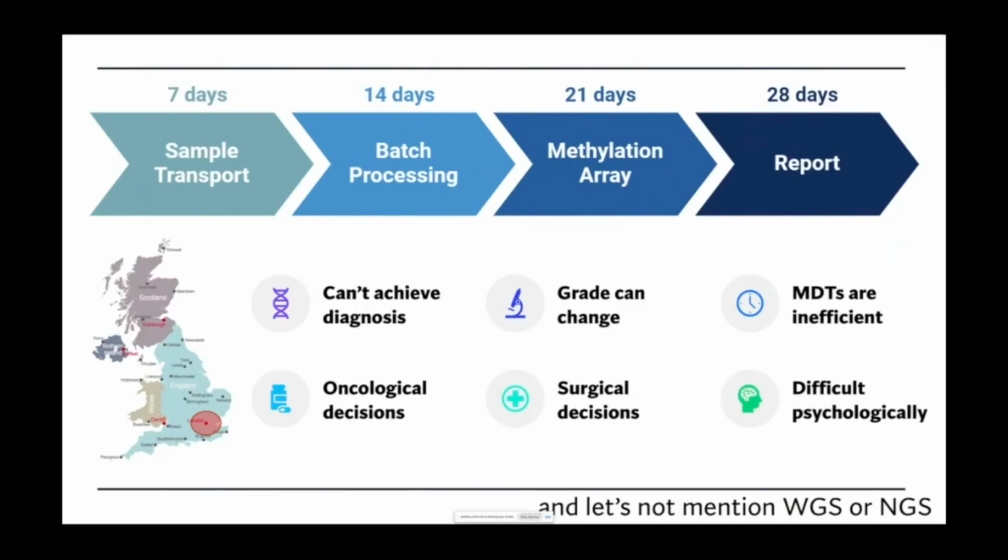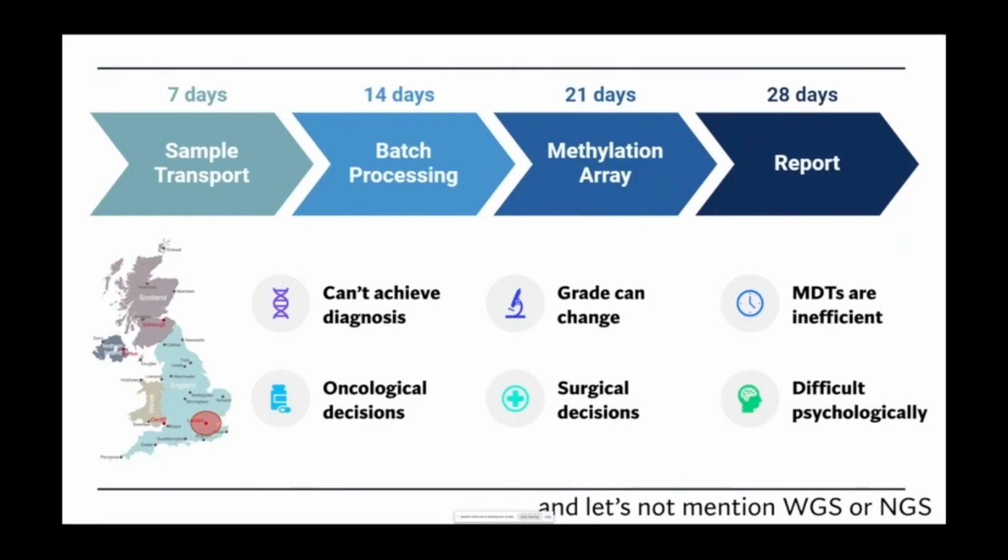If you look at the timing of that, it takes time to collect the sample, to prepare it for shipment, to then send it and have it received. Then those samples will need to be batched up to be run effectively on the array. That can take some time. Running the array itself will take another few days, and then reporting has to come back to the clinicians. In total, you're looking at a significant delay in obtaining just the methylation classification.